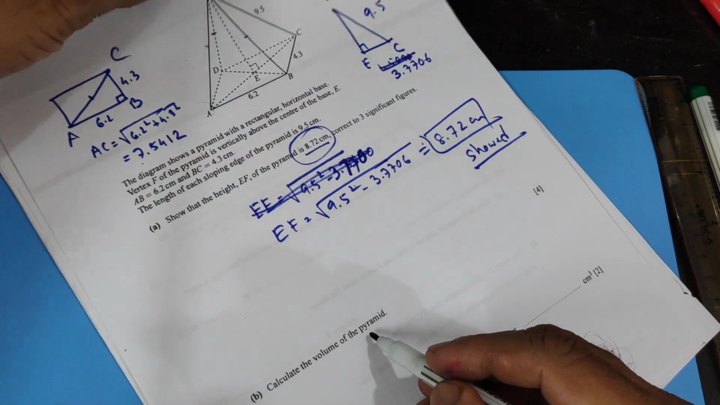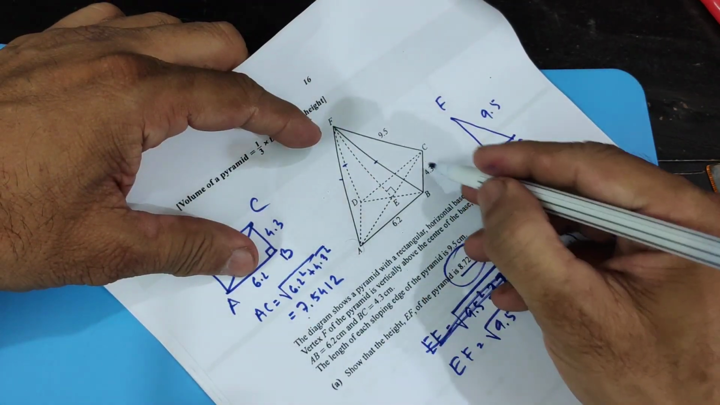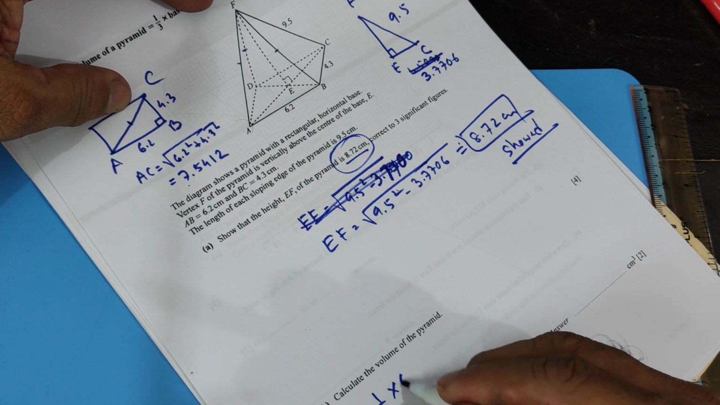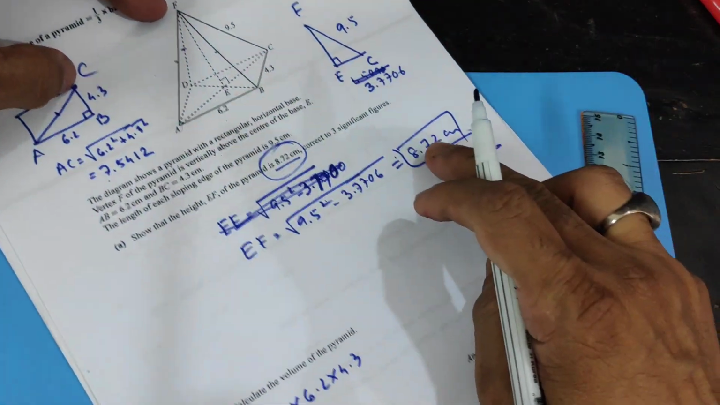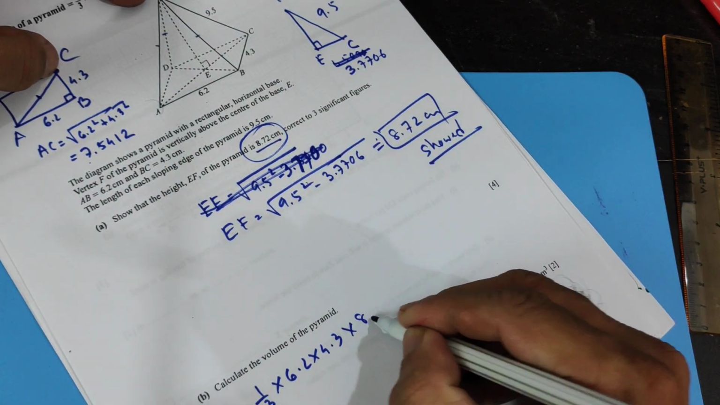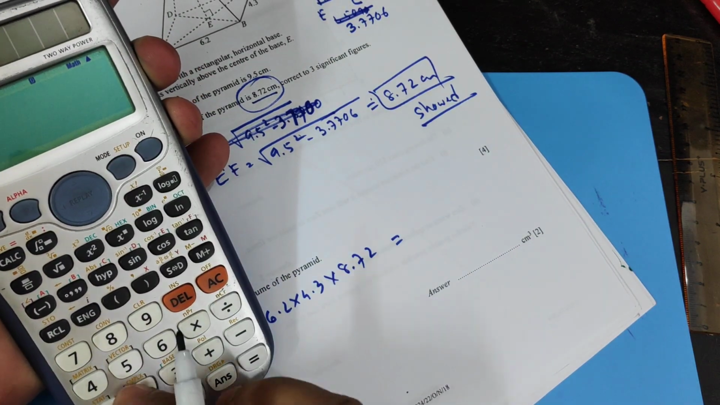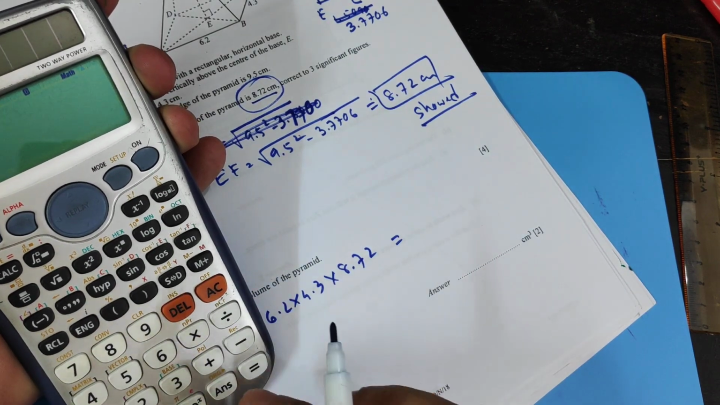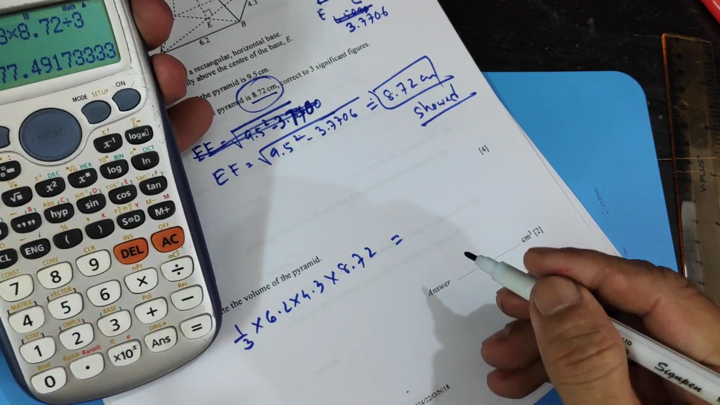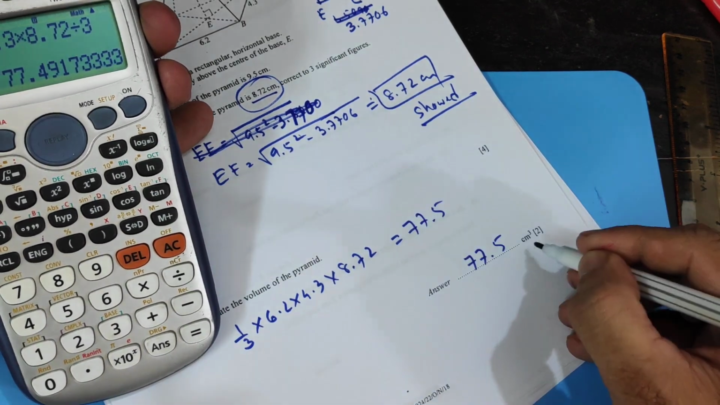Calculate the volume of the pyramid. The volume of a pyramid is one third times base area times height. Base area is 6.2 times 4.3, and the height we already know is 8.72. So it's 6.2 times 4.3 times 8.72 divided by 3. I got 77.5 cubic centimeters. So this one is done.